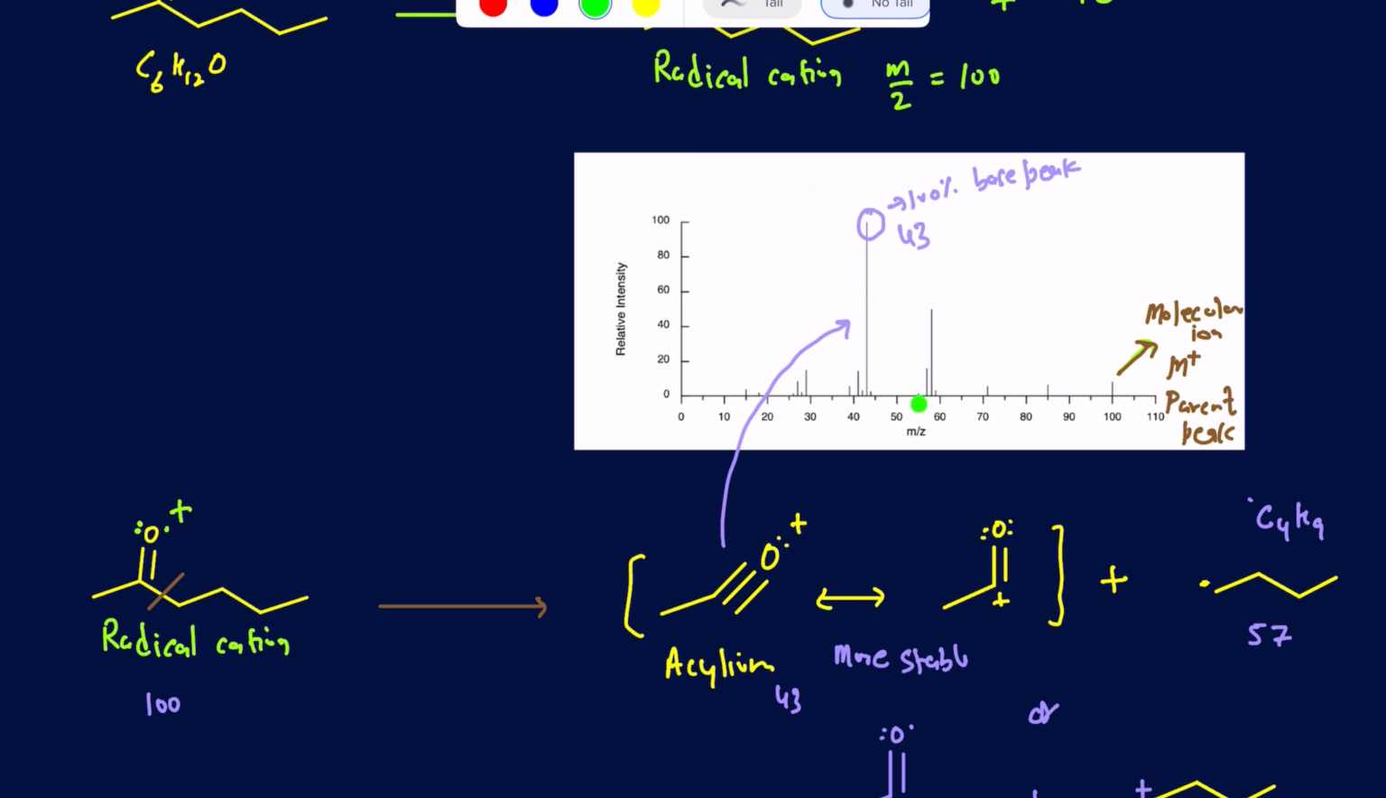So we got 55 here, and 56, 57. So you do have this signal right there that's going to be at 57. So it's not that you don't see it at all, but you see a little bit. And the reason why you see it a little bit is because this is not very stable. So the primary base peak that you're going to get here is going to be coming from this acylium ion. So that's really what we got going on here.